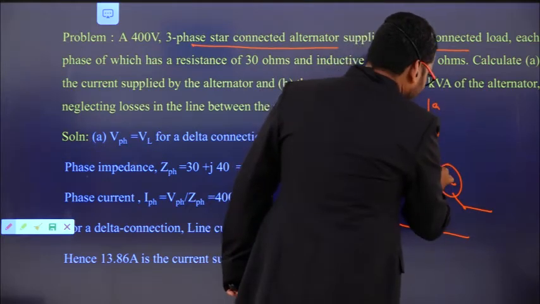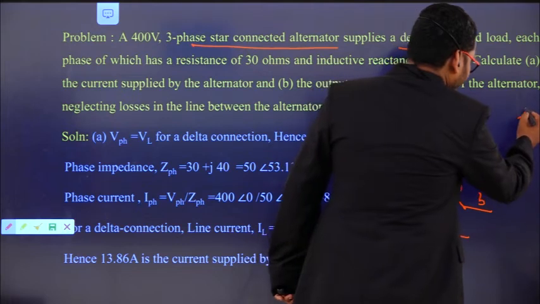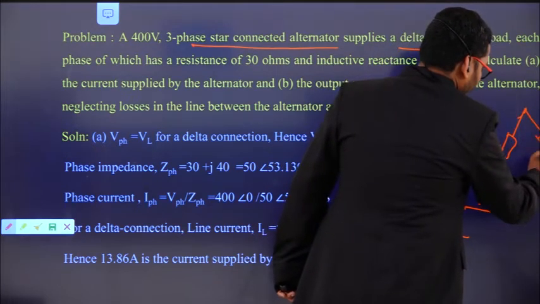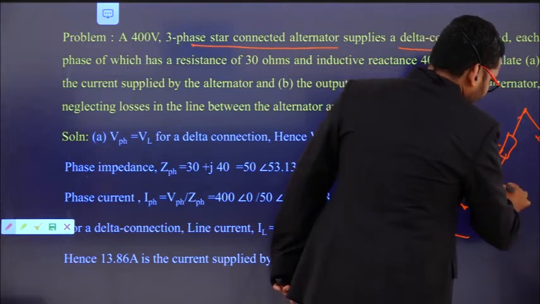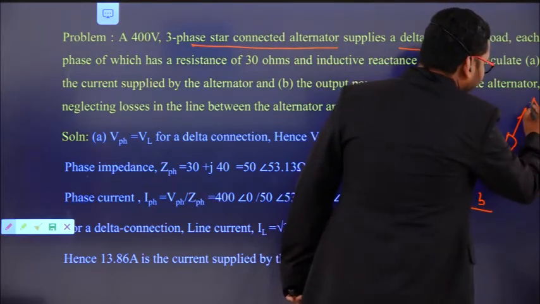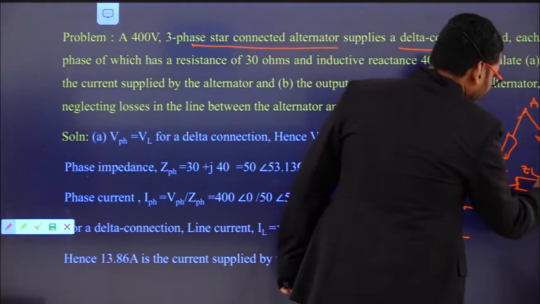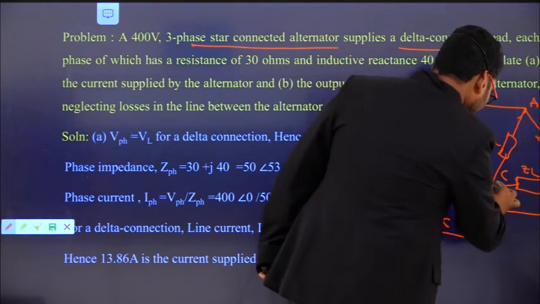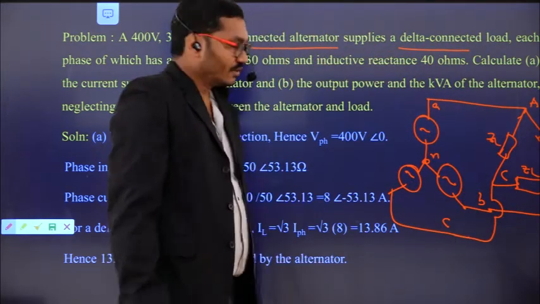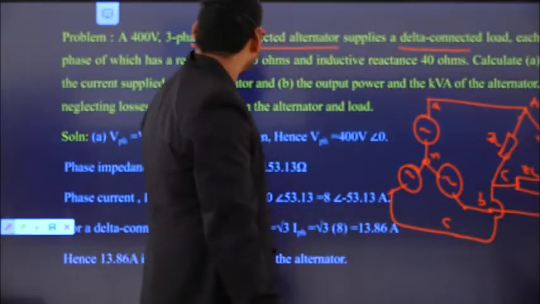A, this is neutral, B, C. Capital A, capital B, capital C. B is connected to B, A is connected to A, C is connected to C. This is the supply connection, this is the load connection.